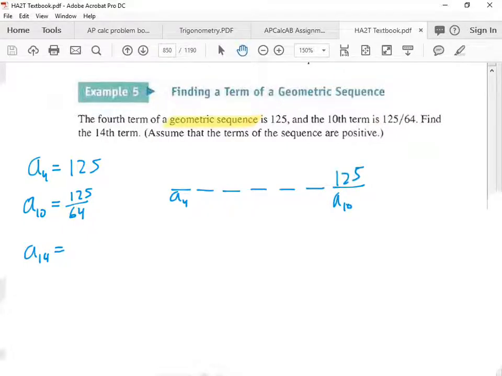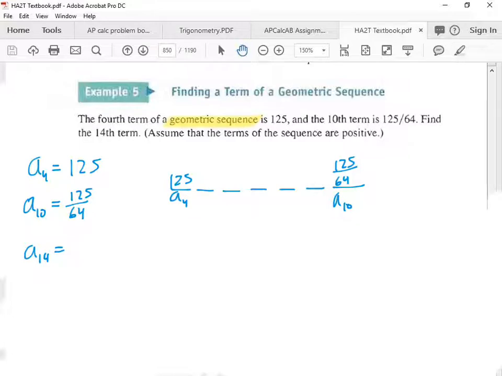A sub 4 is 125. A sub 10 is 125 over 64. What is happening over and over to get to 64? Now we're multiplying 1, 2, 3, 4, 5, 6 times. Six times we're multiplying to get to that. So how do we do that? Let's think about that. I'm glad you noticed that.